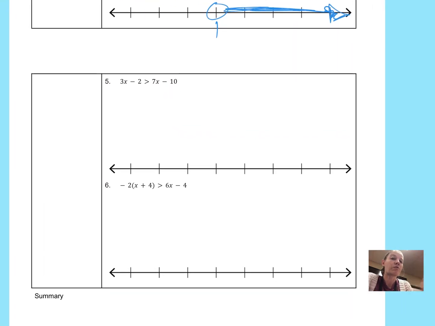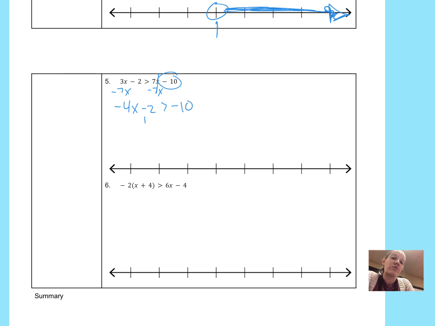Number 5 is another one with variables on both sides. So again, because they're on opposite sides, I need to do the opposite. So I'm going to do opposite of 7, which is negative 7x. 3x minus 7x is negative 4x. Bring down my minus 2 is greater than, and again, this is a negative 10, because I haven't used that minus sign yet. And then I can continue like normal.